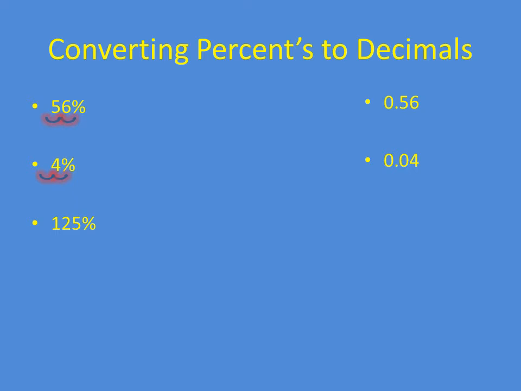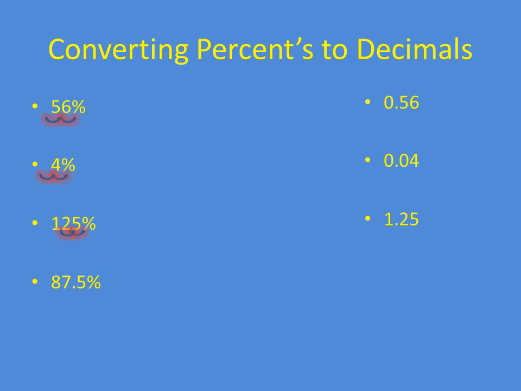Here I've got 125%. No matter how many digits I have in my percentage, I'm always just going to move the decimal 2 spaces to the left to get my decimal. So here, since I'm 125%, I'm more than 100%. That's why I end up with the whole number 1 in front of my decimal, and then I've got the 25 behind the decimal.